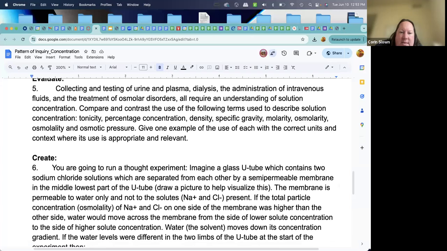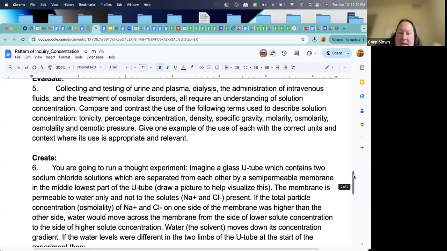And then number 5 is asking you to compare and contrast tonicity, percentage, concentration, density, specific gravity, molarity, osmolality, and osmotic pressure. Those are all jargon for concentration, but we want to really break them down and think about what each of those terms mean. So I'd like you to give an example of the use of each with the correct units, and then what's a context in which you would think about that term.